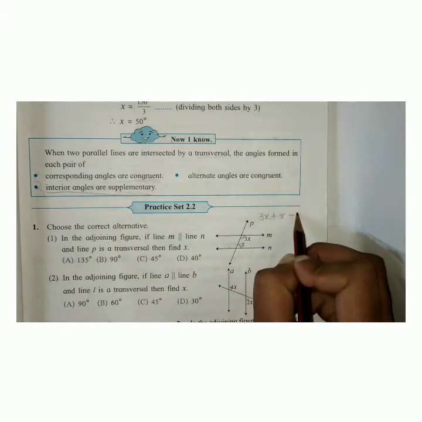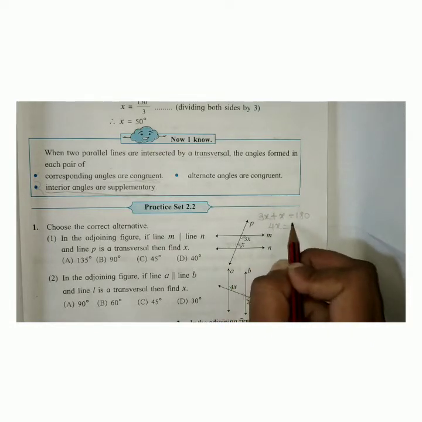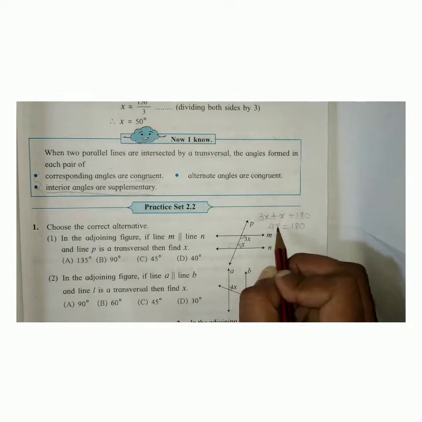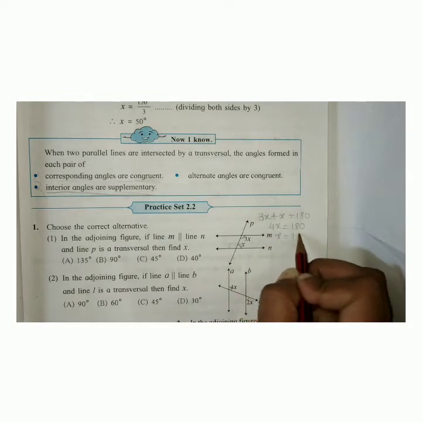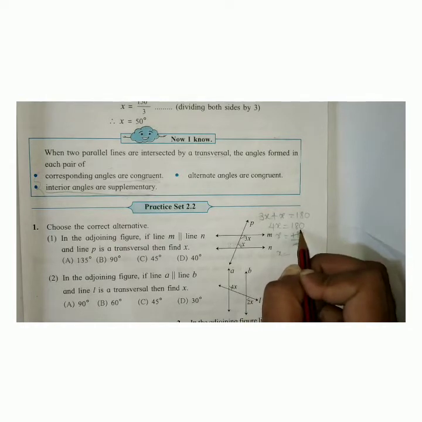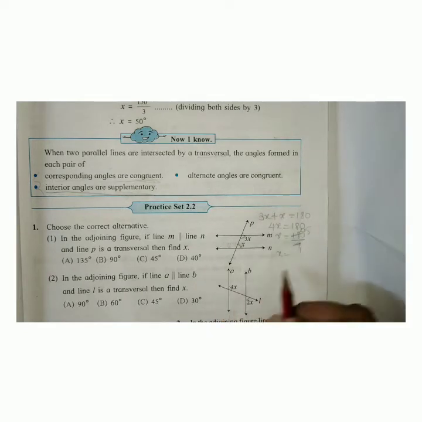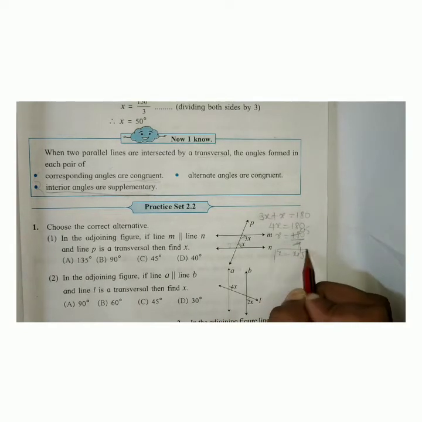3x plus x is equal to 180, so 4x is equal to 180. The 4 is multiplied on this side, so on the other side it is divided. Therefore, x is equal to 180 divided by 4. 4 ones are 4, 4 fours are 16, and therefore 2 is remaining, and 45. x is equal to 45. That is option C.